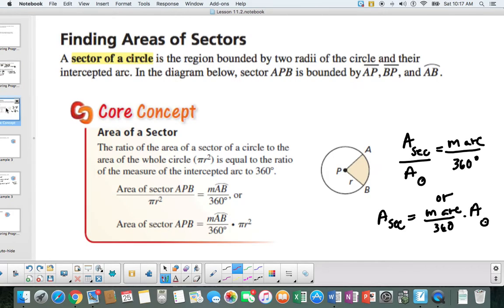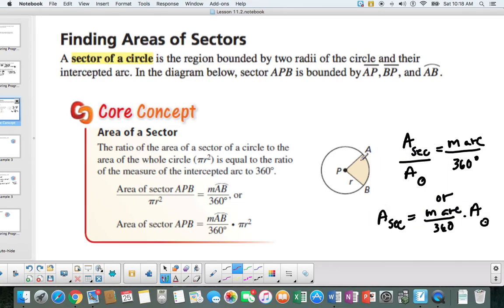Area of a sector. Well, what is a sector? Well, a sector is a region bounded by 2 radii. So here's a radius and here's a radius, and by the circle. So this wedge right here is called a sector. Now, the area of a sector can be written in 2 ways. You can write it in a proportion method, or you can write it in a formula method that looks like this.